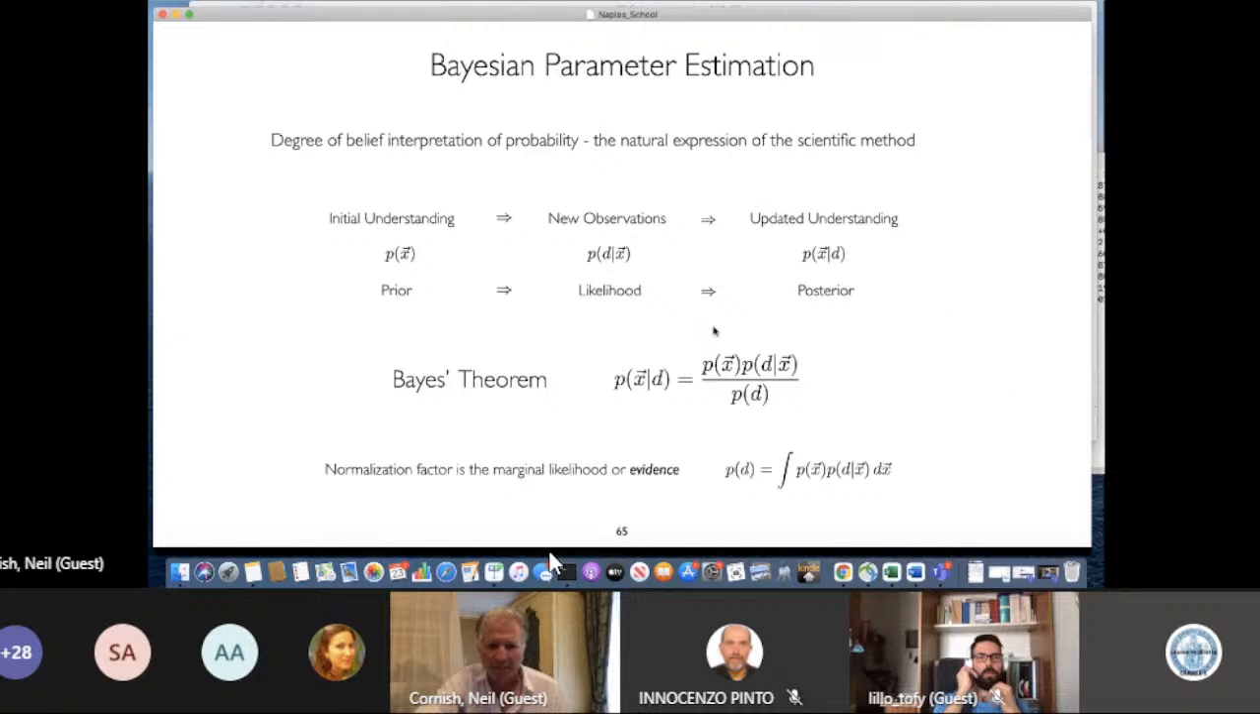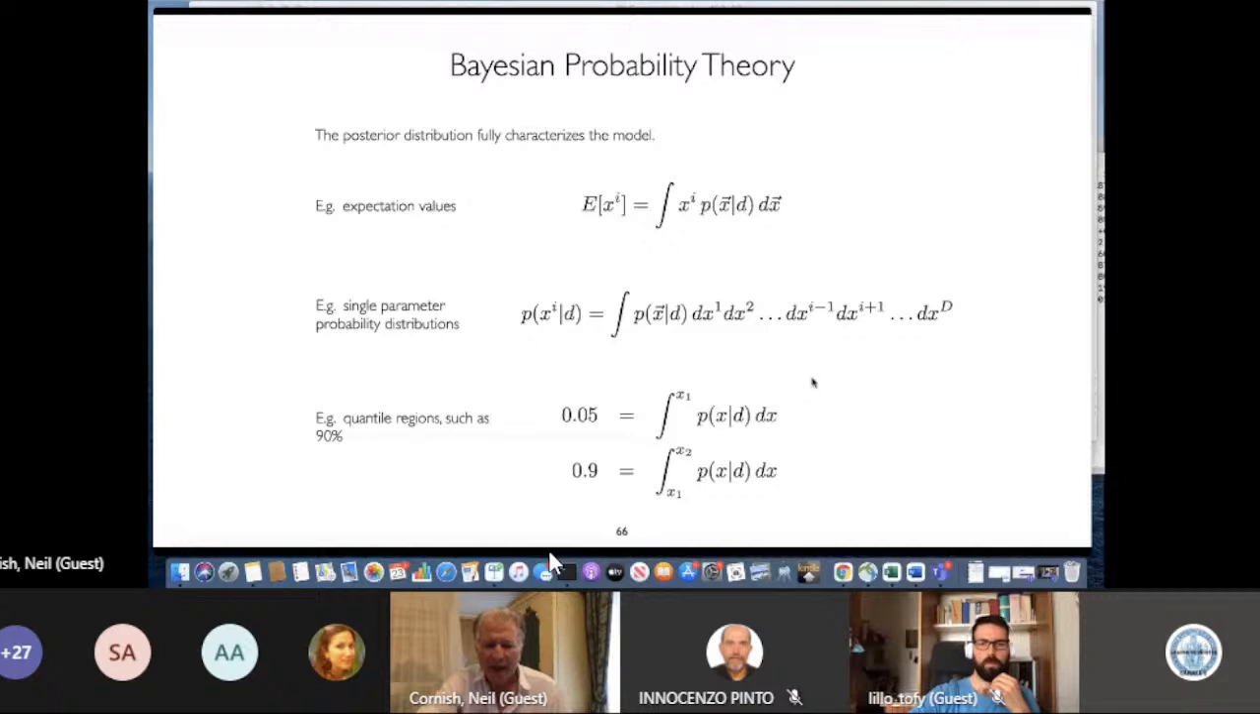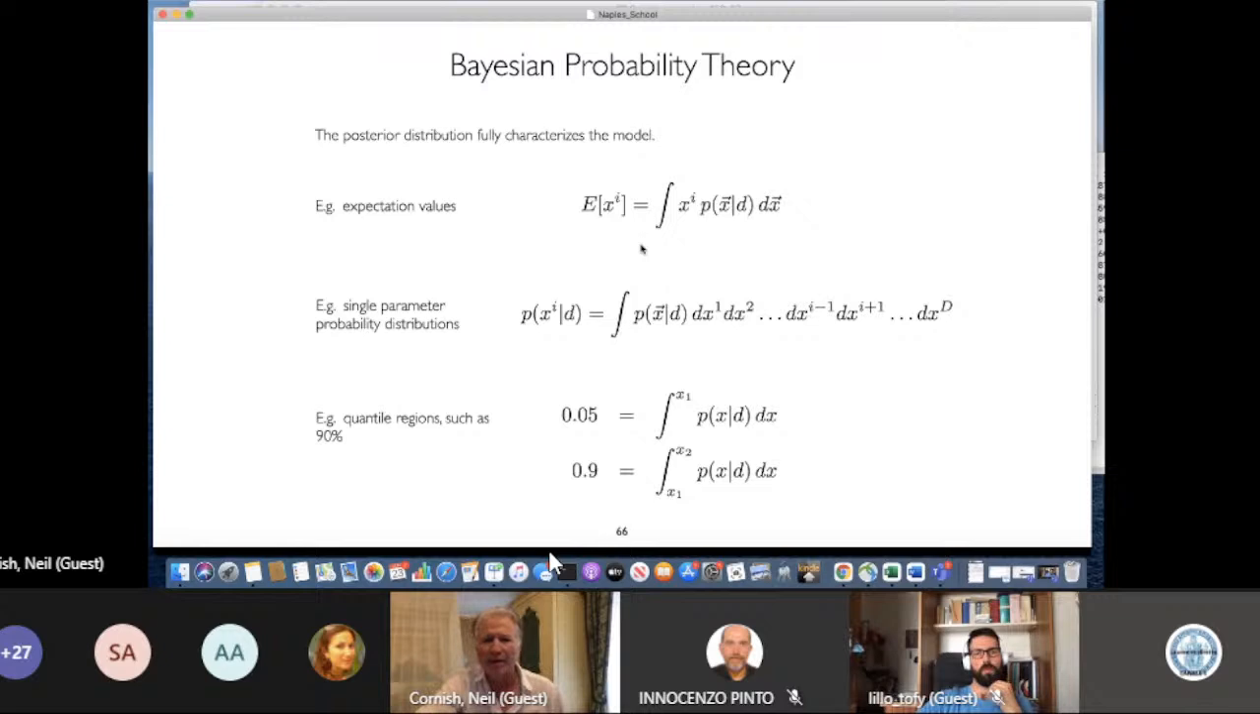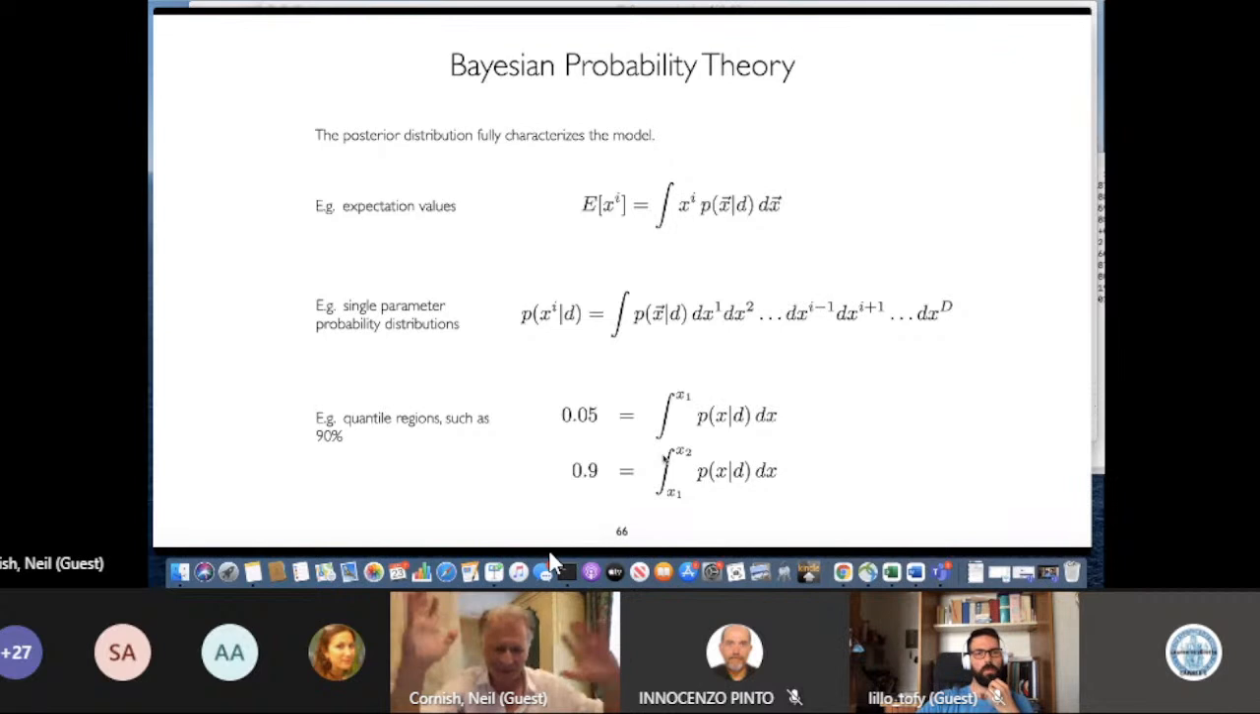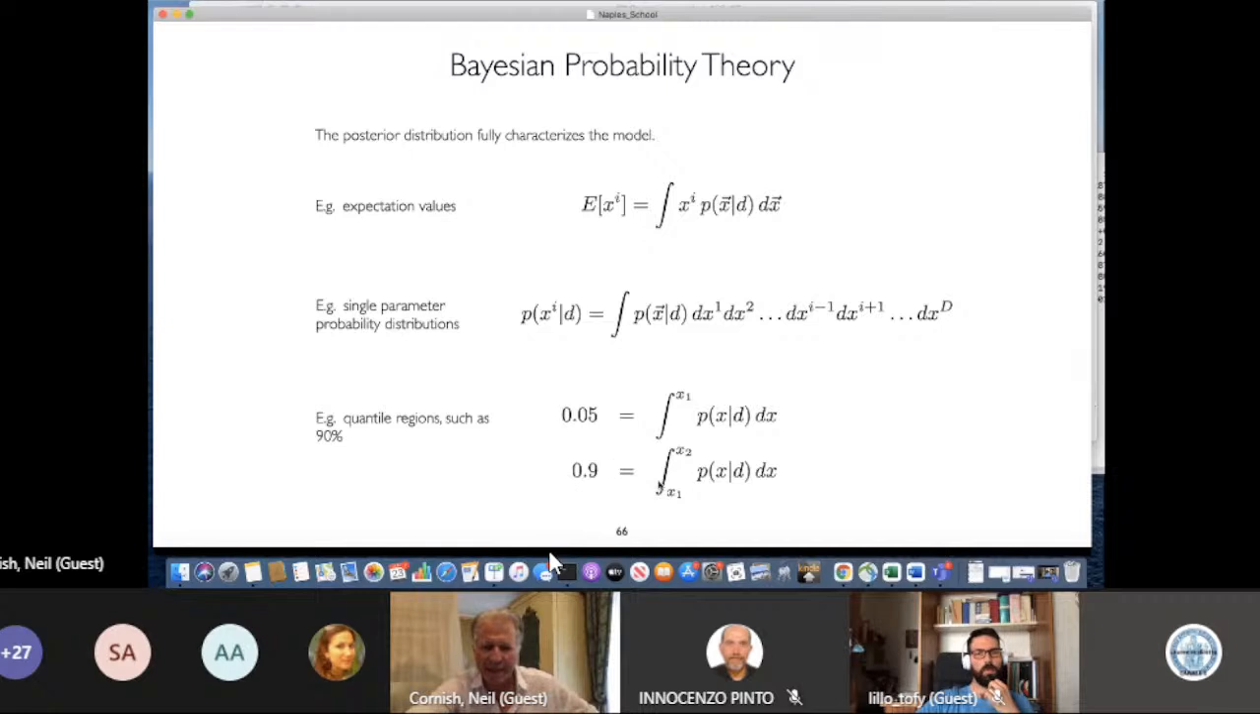So the trick is, how do you actually calculate this high dimensional integral? And that's where we use, like I said, these techniques like Markov chain Monte Carlo and nested sampling. Once you have that posterior distribution, it tells you everything you want to know. For example, if you just want some point estimate, like the expectation value of a parameter, say the expectation value of the mass, you just calculate that weighted by the probability distribution. If you just want to know the probability distribution of one parameter, you just integrate out all the others, right? So you marginalize out all the others, and that just makes a one-dimensional distribution, say, for the mass or the spin. And then you can also define quantiles. Where does, say, 90% of the probability lie? That gets you sort of an error region, right? This is the region that, with 90% certainty, contains the parameters. So the posterior distribution contains everything you could ask.